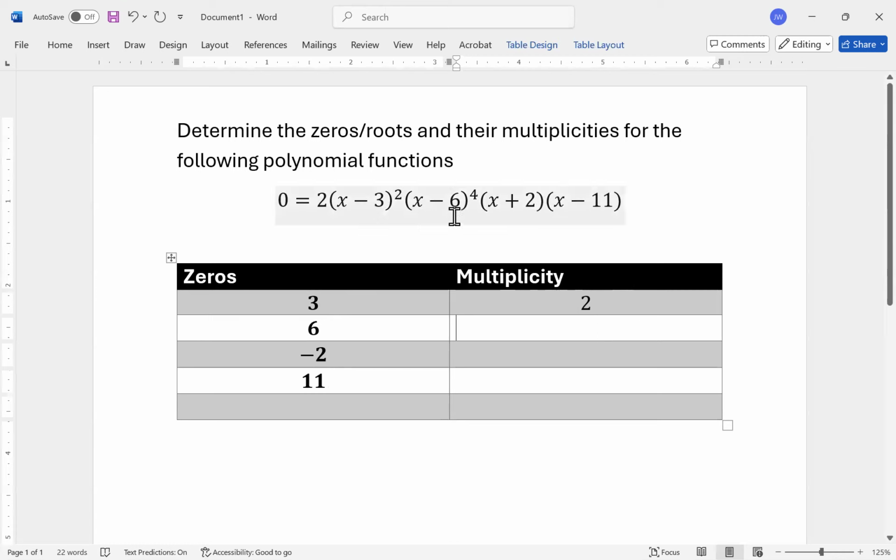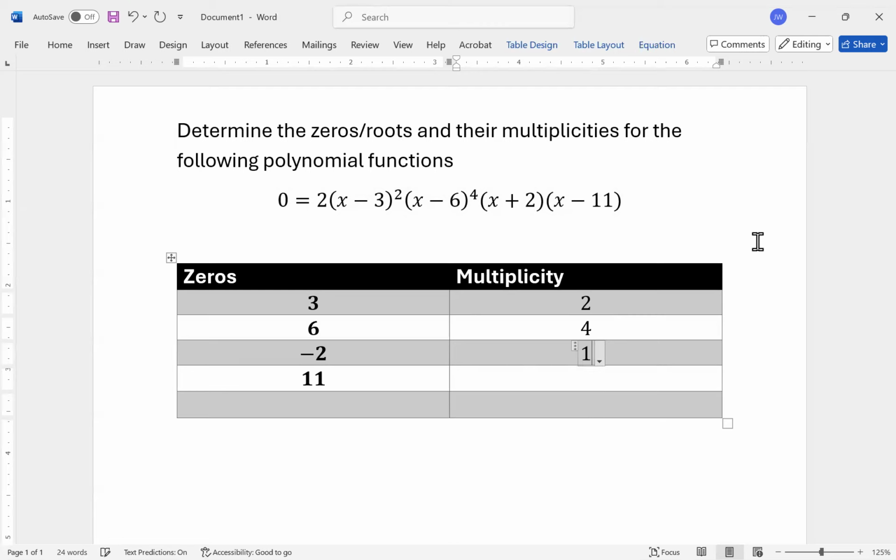The x value of 6 has multiplicity of 4 because the factor x minus 6 happens 4 times. The 0 of x equals negative 2 happens 1 time in the factorization, so it has multiplicity of 1. And the factor of x minus 11 happens 1 time in the factorization, so that has multiplicity of 1.